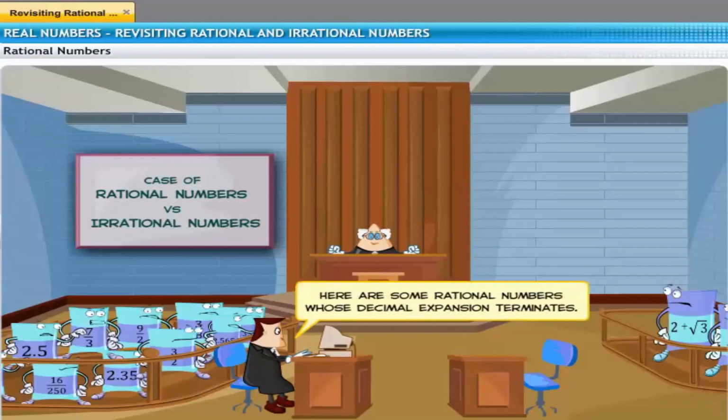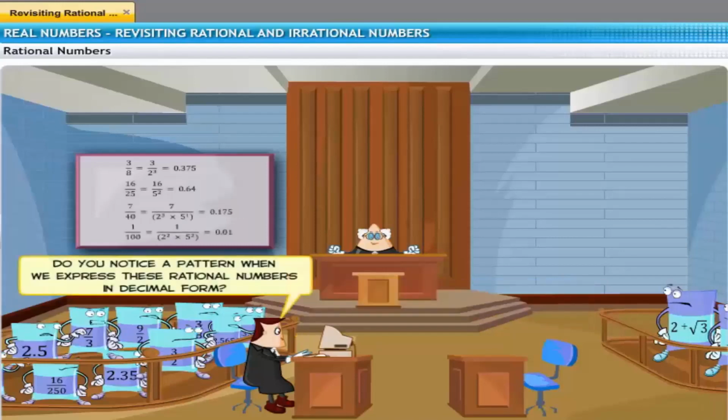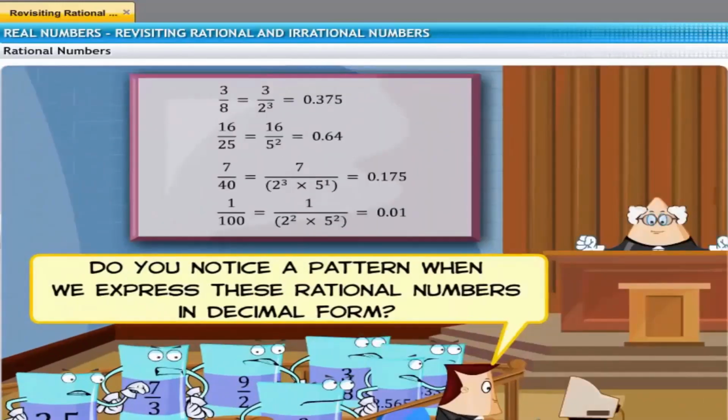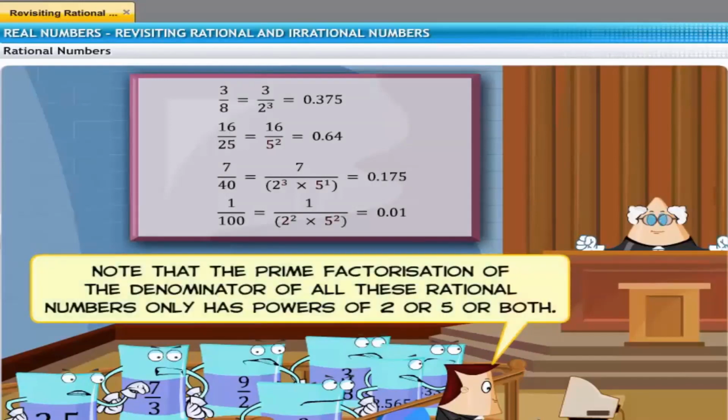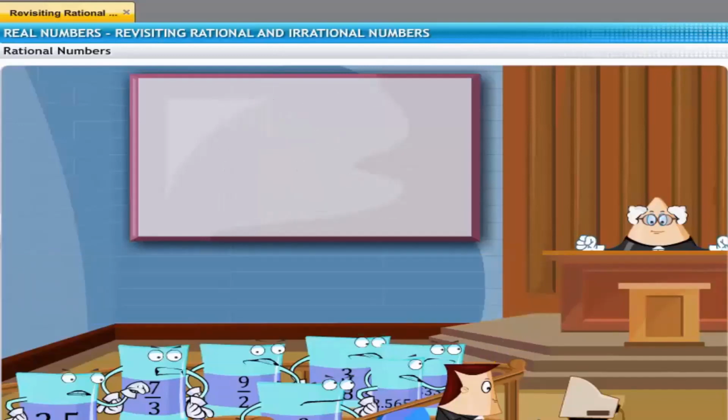Let us see what is so special about the rational numbers whose decimal expansion terminates. Do you notice a pattern when we express these rational numbers in a decimal form? Note that for all these rational numbers whose decimal expansions terminate, the prime factorization of the denominator has the power of 2 or 5 or both.